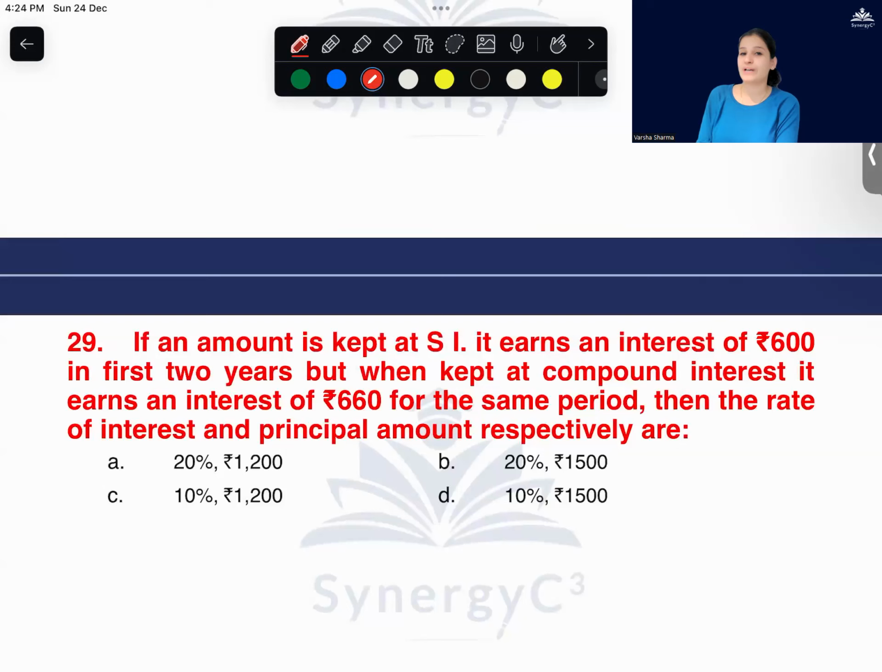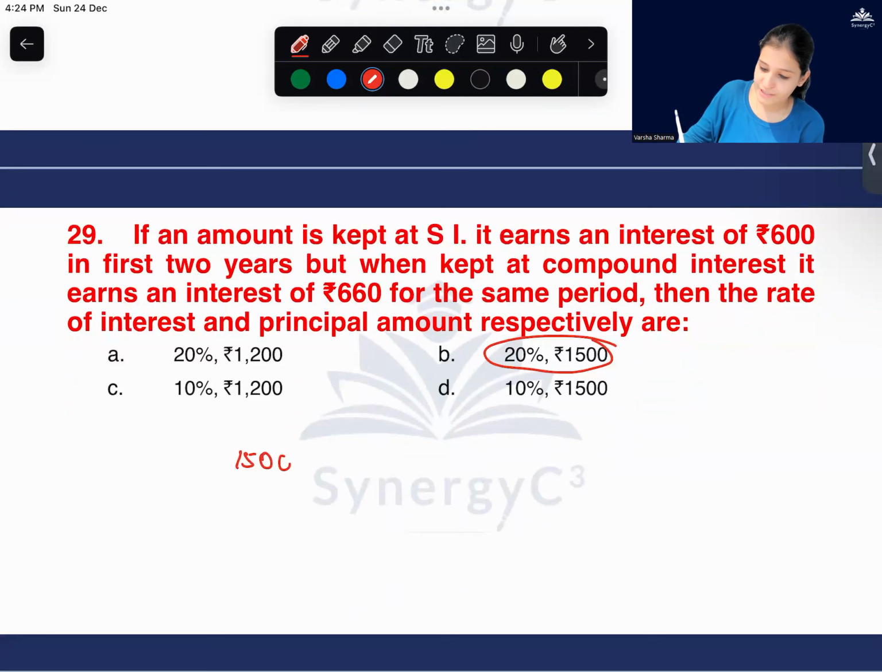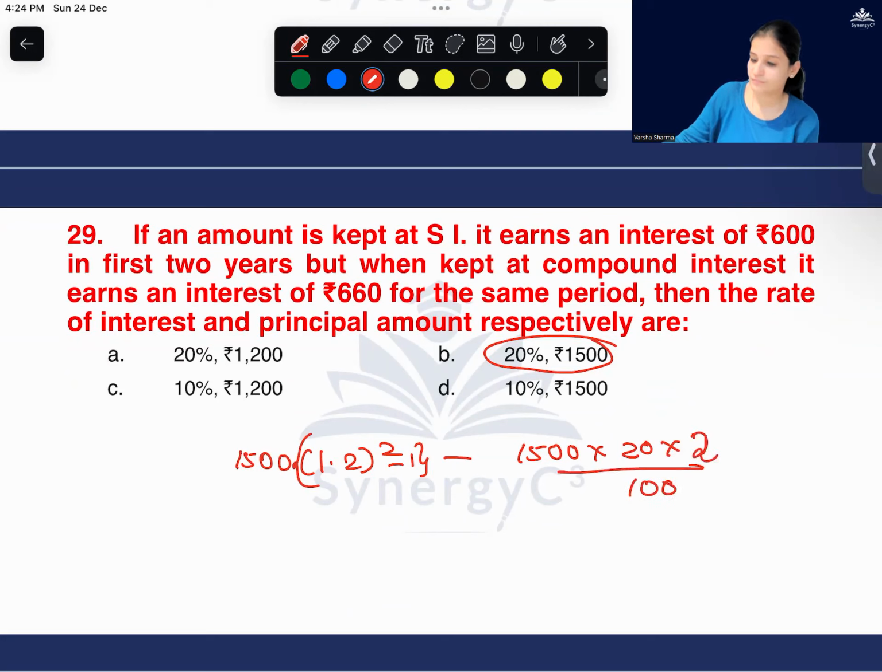First for 1200 at 20%, find the difference between SI and CI, and then for 15%, find the difference between SI and CI. Which one is your answer? Anyone who hasn't got the answer? And B. What you have done is compound interest at 15% minus simple interest at 15%. If the difference is 60, that's your answer.